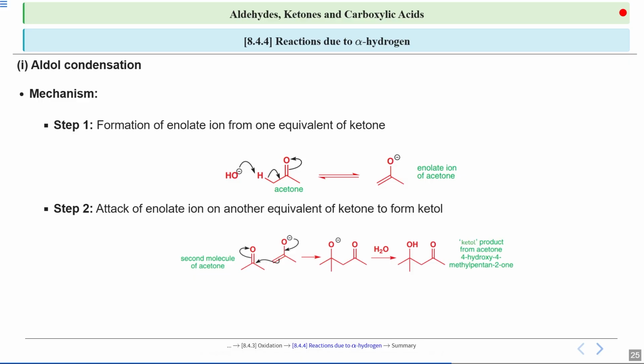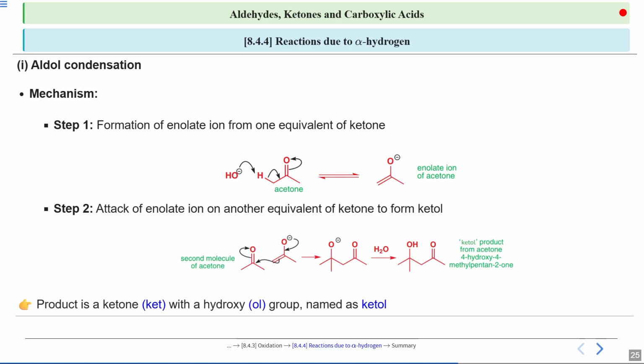So this step highlights the nucleophilic nature of the enolate ion. Now this enolate ion, in which oxygen has a negative charge, will act as a nucleophile and add to the carbonyl group of the second ketone molecule. This is the second molecule of ketone, and it will attack this carbonyl group. So the product is a ketone with the hydroxy group. So it is ketol: 'ket' comes from ketone and 'ol' comes from the hydroxy group. So the final name is ketol. Okay, so this is the mechanism. Once just try it by yourself and you will get the product.